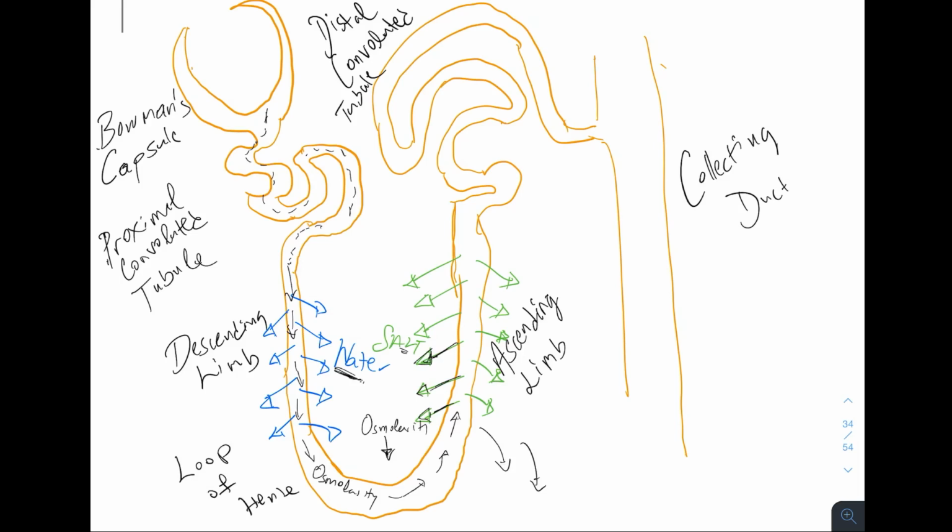So just realize that this loop right here is built this way so that these two limbs can work together, because water follows salt. So as this salt is getting pushed out of the ascending limb, the water is coming out of the descending limb in order to dilute it. And so this bend of the nephron is not just there for no apparent reason. There's actually a functional reason, a physiological reason for this anatomy. And if there's anything to take away from an anatomy course, it is that form and function are always going to be coupled.